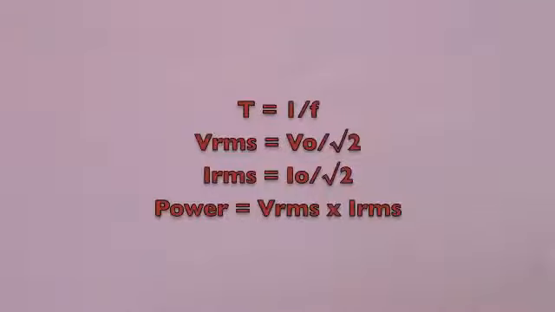VRMS, the root mean square of voltage, is the maximum voltage divided by the square root of 2. The IRMS, the root mean square current, is the maximum current divided by square root of 2. And in the case of AC, power is equal to the root mean square of the voltage multiplied by the root mean square of the current.